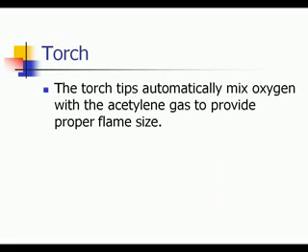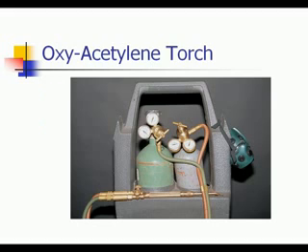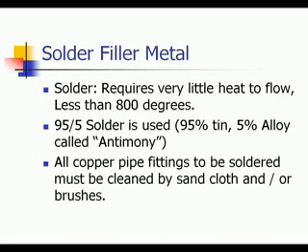Acetylene type, again, comes on a tank. It's heavier, but it does give a little bit better heat. It can be used to both braze and solder. The torch tip automatically mixes oxygen with the acetylene gas to provide the proper flame size. Oxy-acetylene torches come equipped with separate oxygen tanks. The oxygen can be manually adjusted to change the flame type and the temperature.